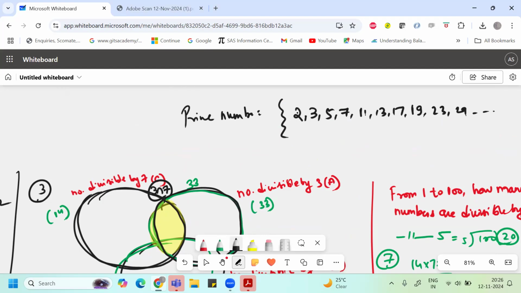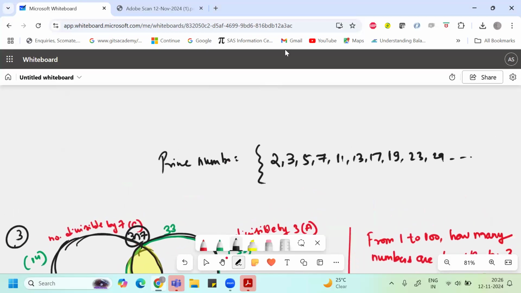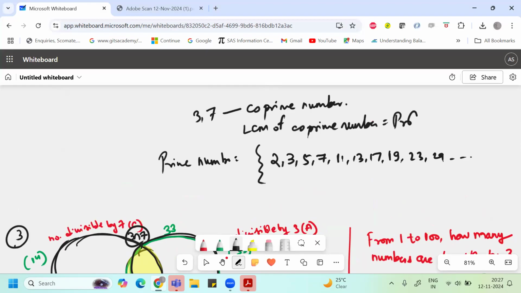So 3 and 7 are prime numbers, which means they don't have any common factor between them. In mathematics, we call these numbers co-prime numbers. And remember that the LCM of co-prime numbers is basically the product of the numbers. If you're not able to understand what I just mentioned in the last 15 seconds, that's okay, no problem. Thank you, Pradeshni.